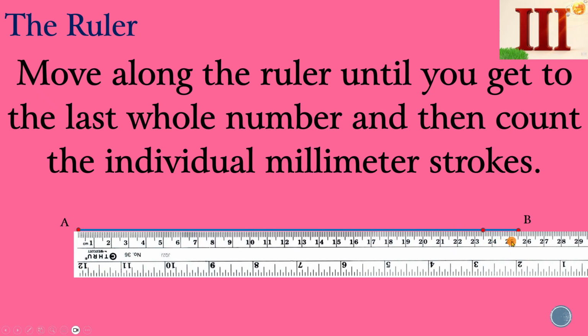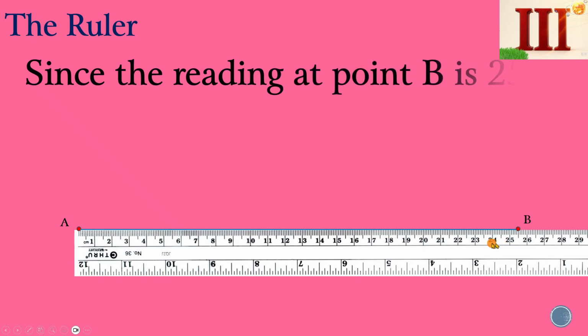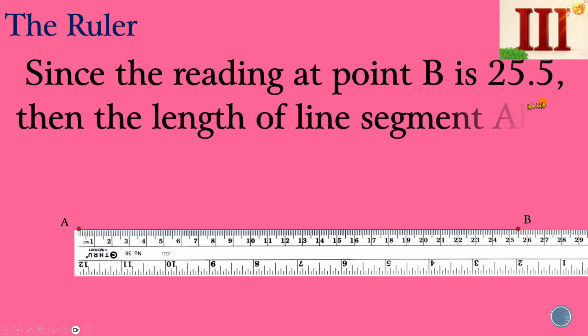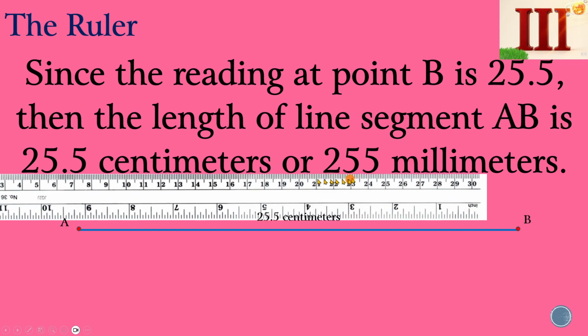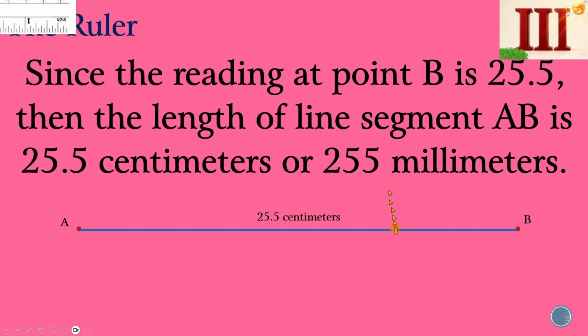So you make sure you know what your whole number is, and then you count the millimeter strokes. So that's going to be 5 in between. After you get to 25, that's 5 more. So your measurement or your reading is 25.5, or if you want it in millimeters, you move the decimal point over once to the right, and you'll end up with 255 millimeters.